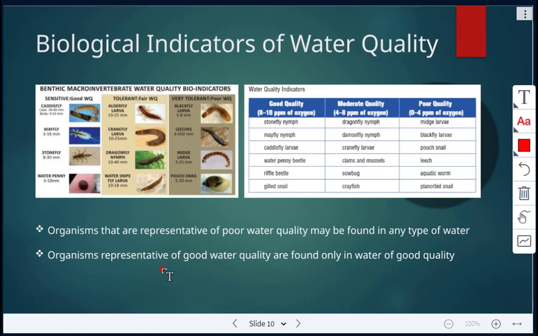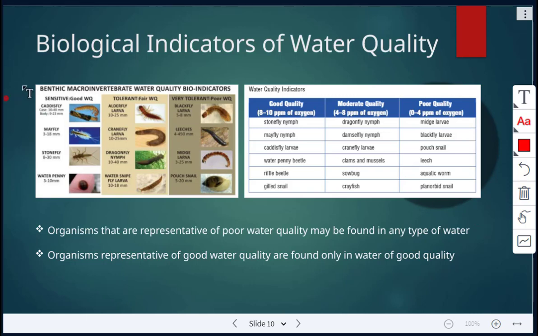Looking at this chart, when we have good water quality, like 8 to 10 ppm of oxygen, we'll find these organisms in the water. When there's a moderate quality, like 4 to 8 parts per million of oxygen, these are the organisms we will find. And then poor quality, there's 0 to 4 ppm of oxygen. These are the organisms we will find in that body of water.